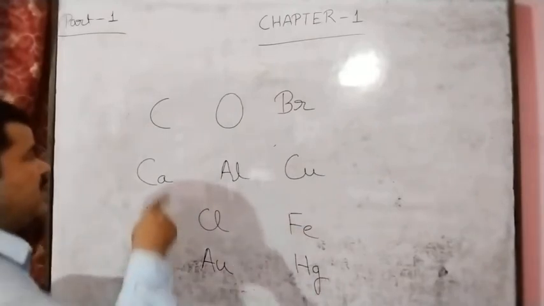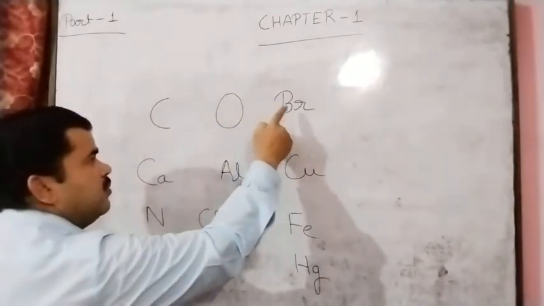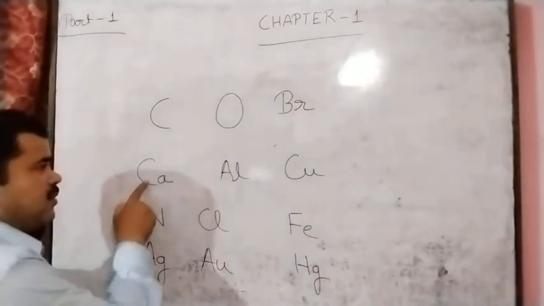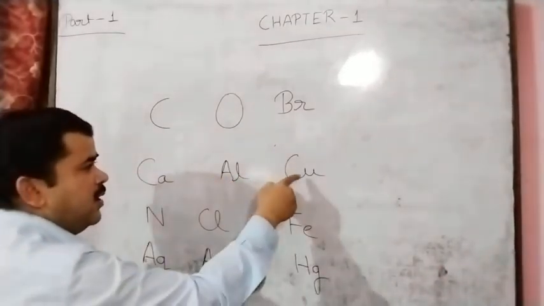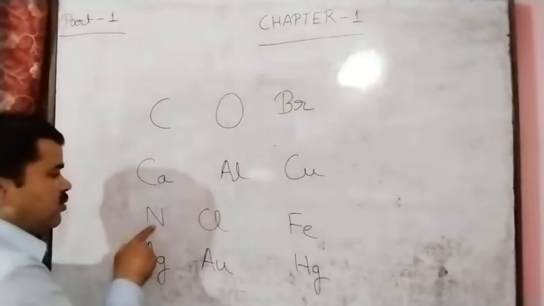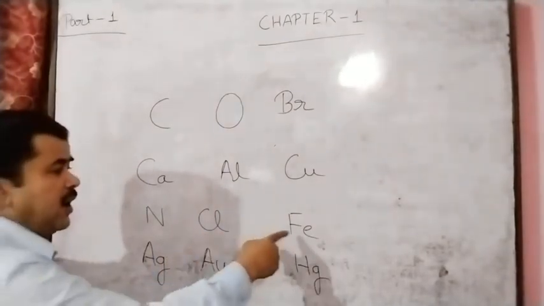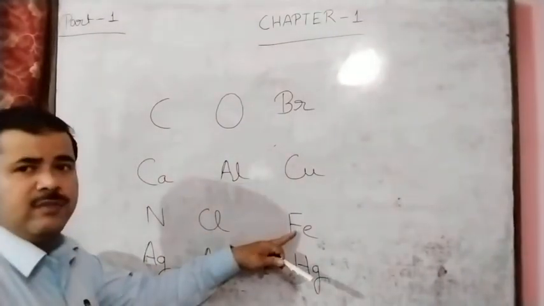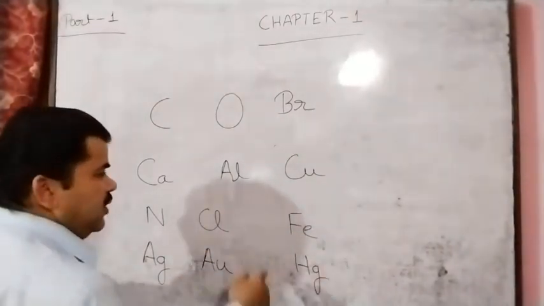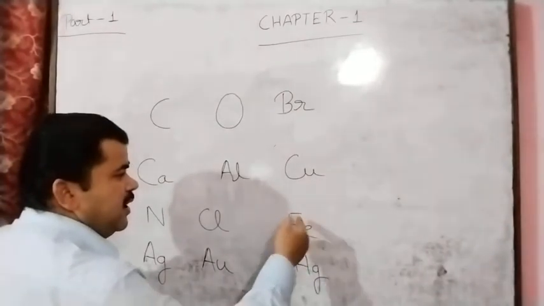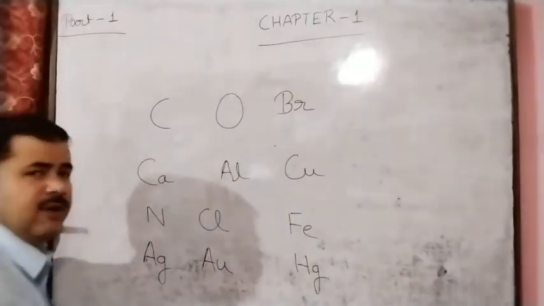So here we can see for the carbon, capital C, for the oxygen, capital O, for the bromine, capital B, small r, for the calcium, capital C, small a, aluminium, capital A, small l, copper, capital C, small u, nitrogen, capital N only, chlorine, capital C, small l. For iron, he used the Latin name, ferrum, so we can represent it as Fe, because the Latin name of iron is ferrum.